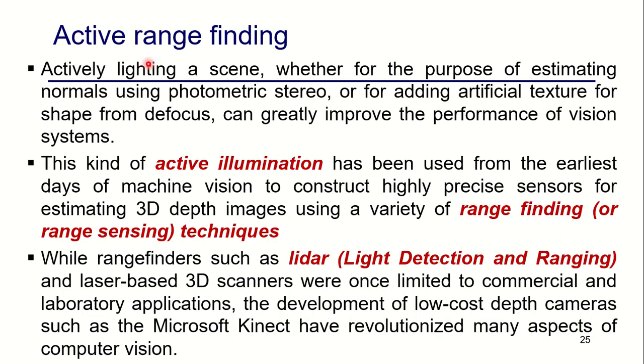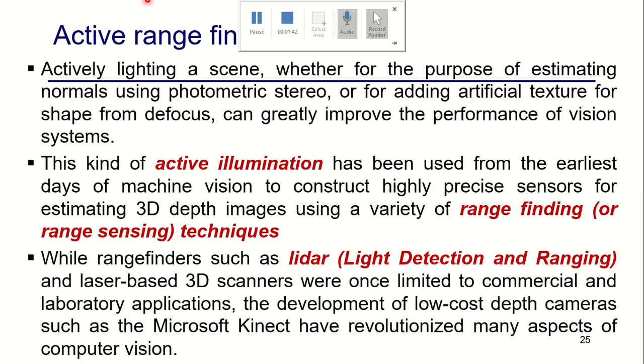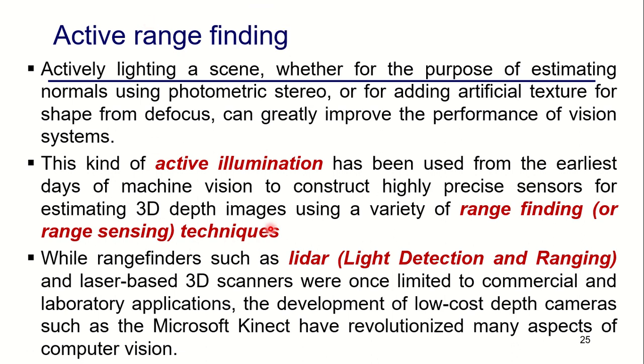Active range finding. Actively lighting a scene, whether for the purpose of estimating normals using photometric stereo or for adding artificial texture for shape from defocus, can greatly improve the performance of vision systems. This kind of active illumination has been used from the earliest days of machine vision to construct highly precise sensors for estimating 3D depth images using a variety of range finding or range sensing techniques.